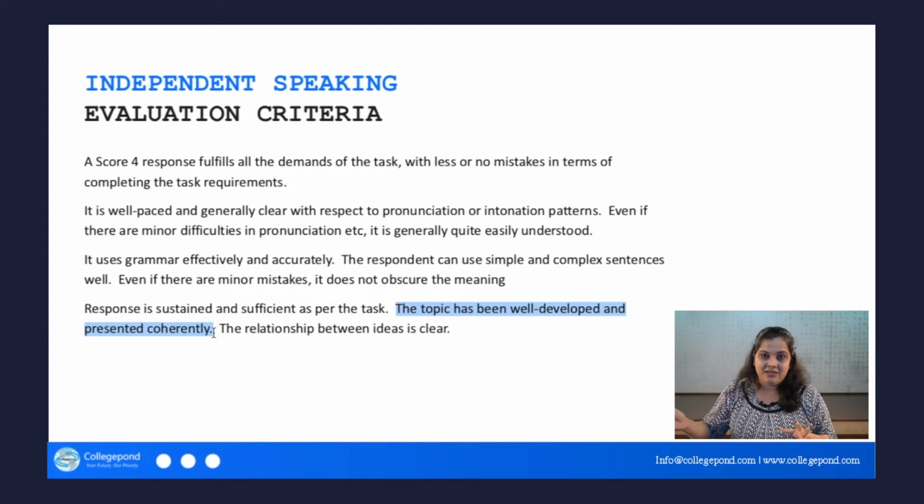Also, please make sure that the relationship between ideas is clear. Use discourse markers for this purpose. Like, firstly, another thing that I would like to say is that, finally, what I mean is, so use all these things to your advantage. I hope this helps. Now let's move on to the next type of question on the test, which is the integrated speaking type of question.